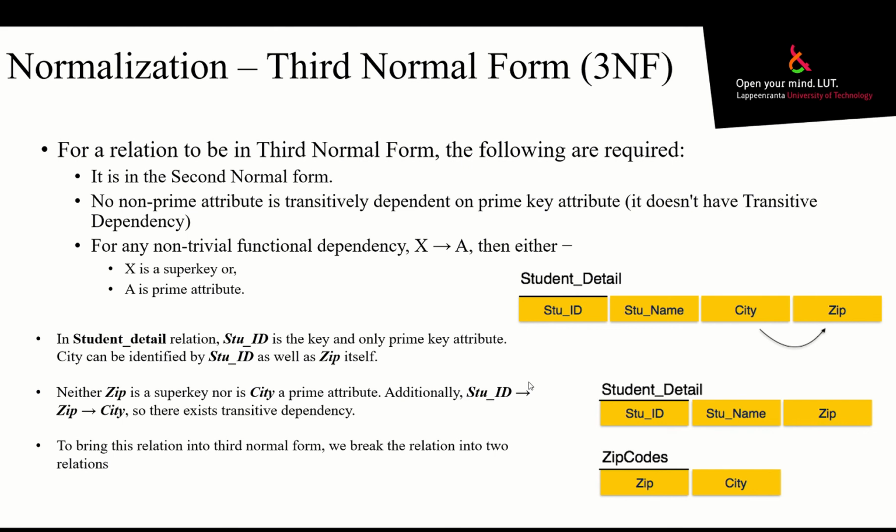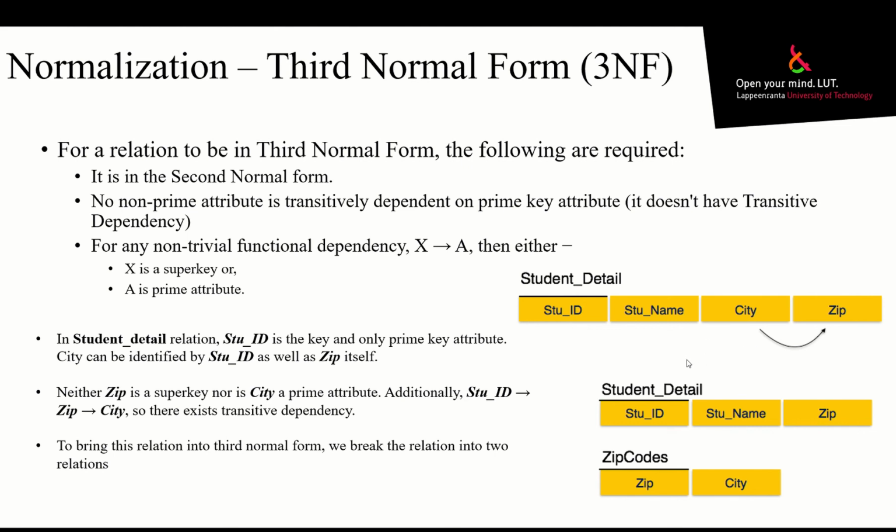So as you can see in this example here, neither zip nor city is a prime attribute, for example. And if you make changes in either city or zip, there's always an effect because both of them are non-key columns, but a change in city will affect zip, and a change in zip definitely affects city. So that is a transitive dependency.